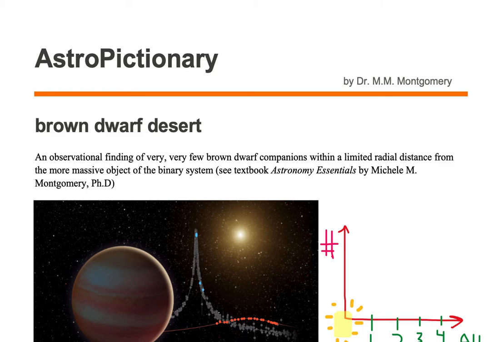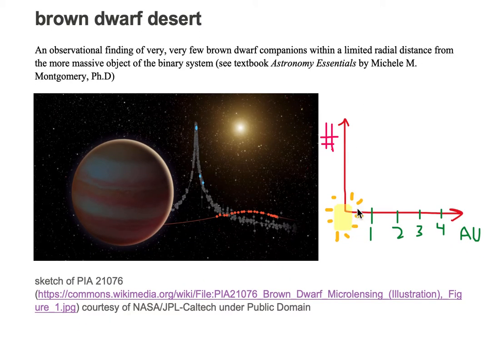A brown dwarf desert is an observational finding of very, very few brown dwarf companions within a limited radial distance from the more massive object of the binary system. For example, let's take a look at sun-like stars, and we want to find out how many systems have a brown dwarf within 1 AU, within 2 AU, within 3 AU, within 4 AU.